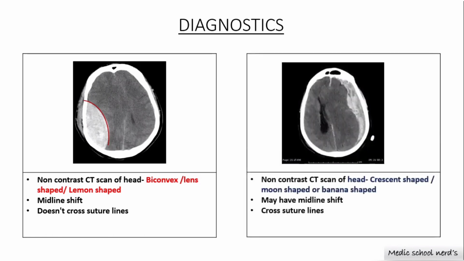So here is the subdural hematoma. In this picture you can see it is commonly crescent shaped, moon shaped, or banana shaped.